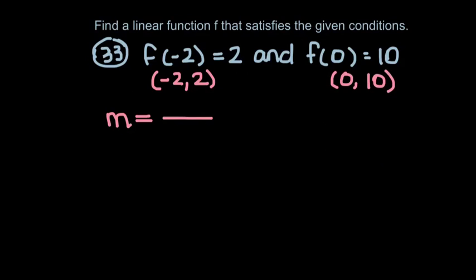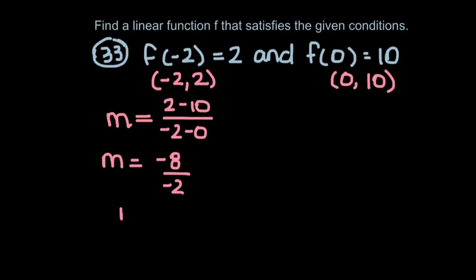To find the slope, I would subtract the y-coordinates for the numerator, which would be 2 minus 10. The 2 comes from the y-coordinate of this point, the 10 comes from the y-coordinate of this point. And then in the denominator, I'll subtract the x's, negative 2 minus 0. That tells me that the slope is negative 8 over negative 2, which is positive 4. So the slope of this function is 4.